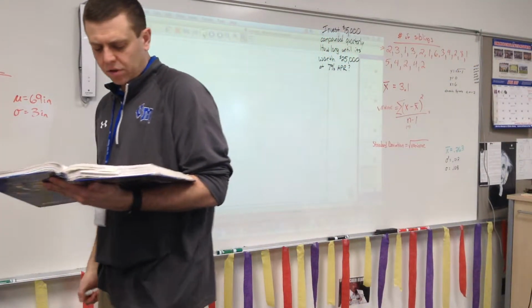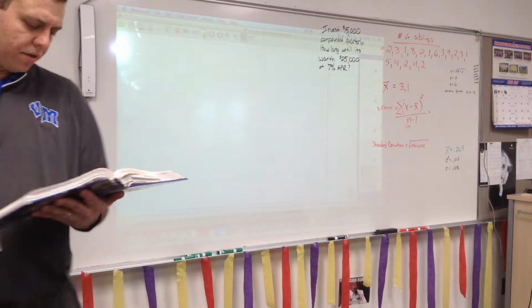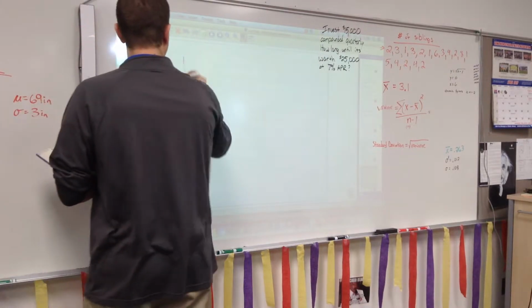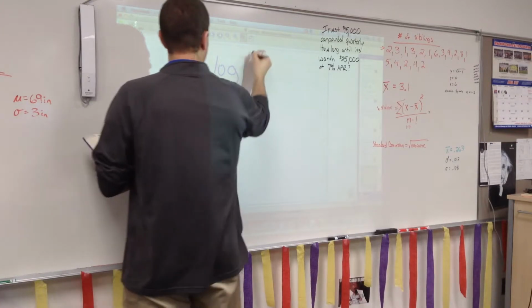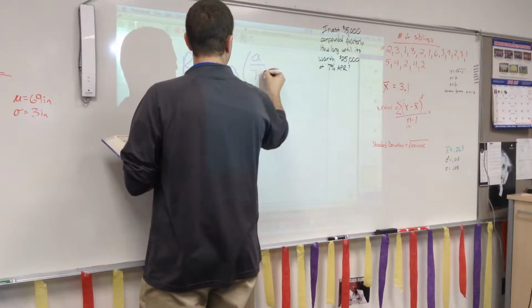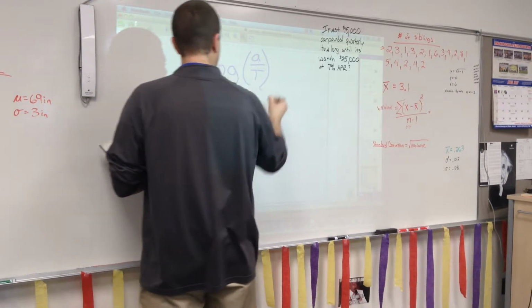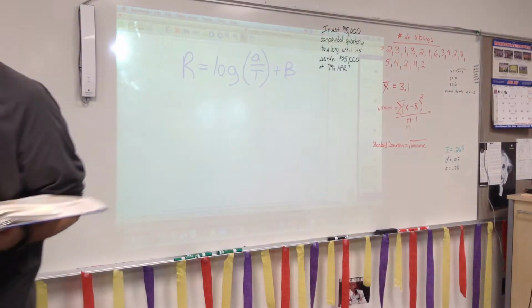The intensity of an earthquake is described by a number on the Richter scale. The Richter scale number R of an earthquake is given by the following formula. So I have R equals log of A over T. This is not anything you'd have to memorize. It would be given to you if I would put this on a test. But you would just have to know how to plug in the numbers and be able to solve the equation.